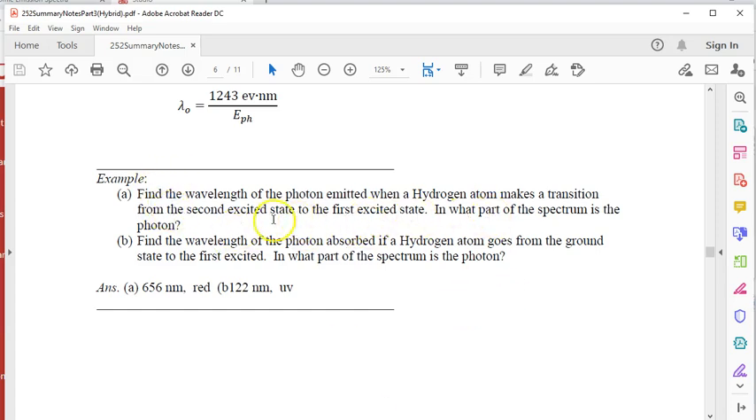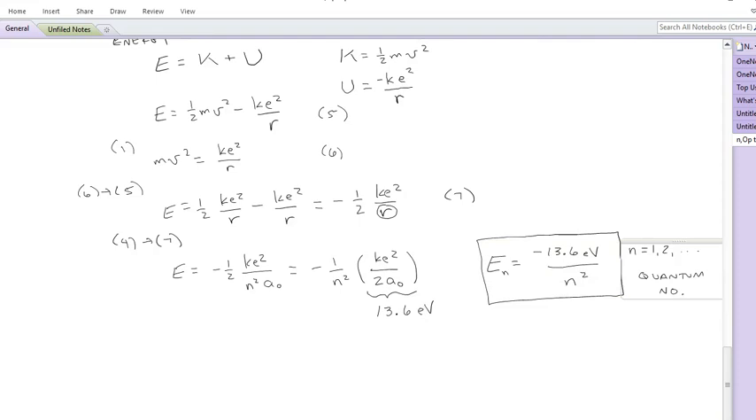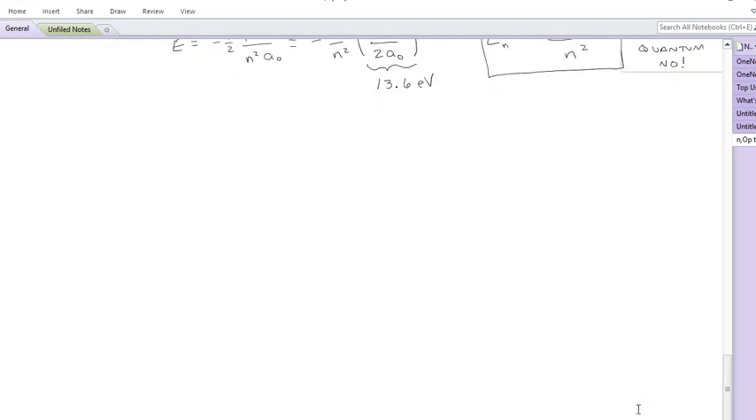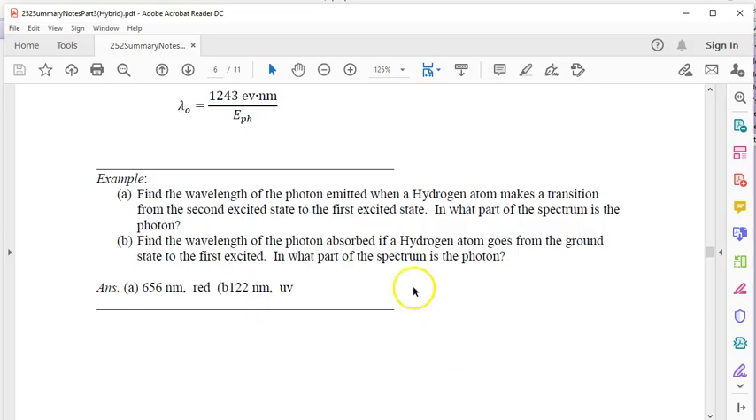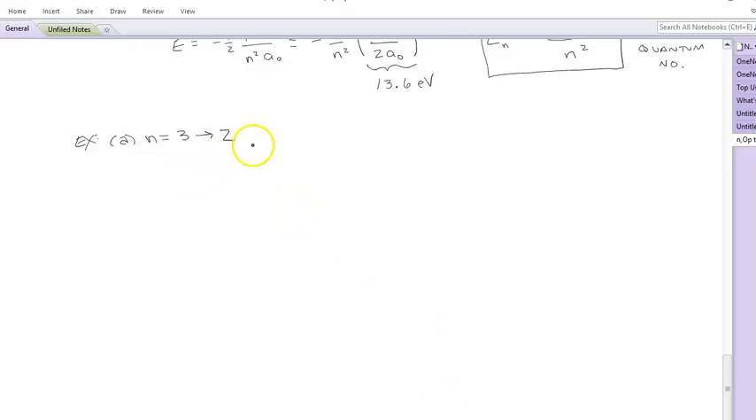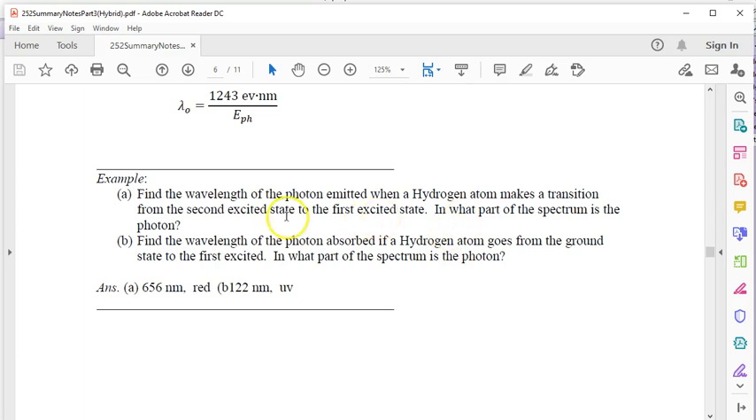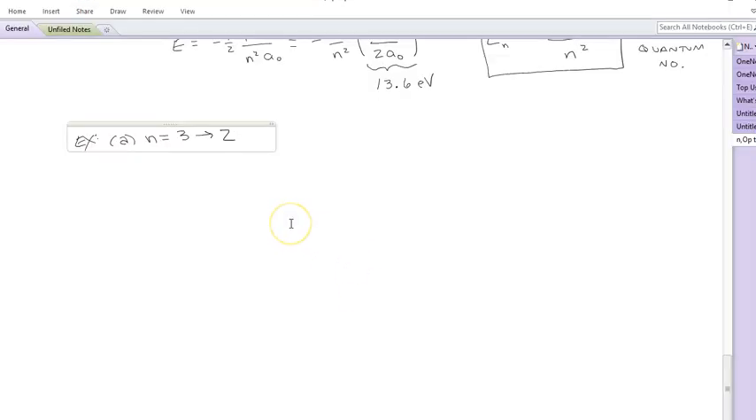We're going to go, the atom's going to go from the second excited state to the first excited state. Okay, so what that tells me is that, so this is the example problem. This transition is from n equal 3 to n equal 2, right? N equal 3 is the second excited state, and n equal 2 is the first excited state. So then all I have to do is figure out the wavelength. So I'll first figure out the photon energy.